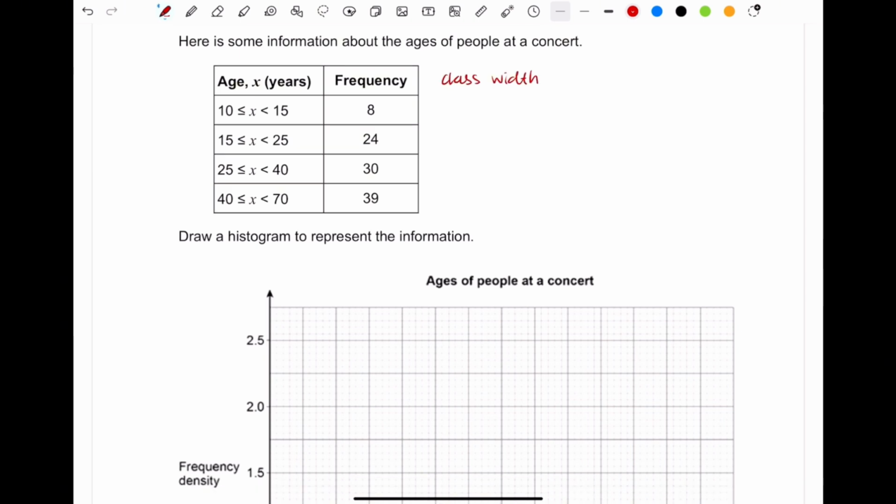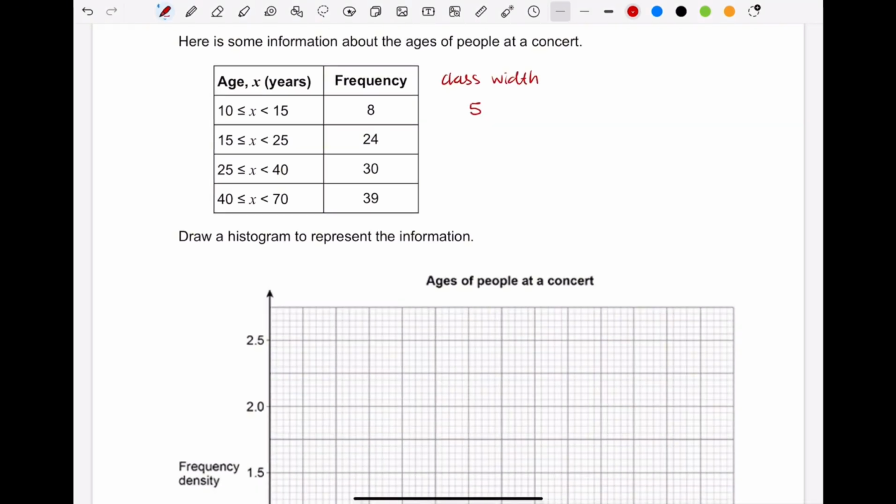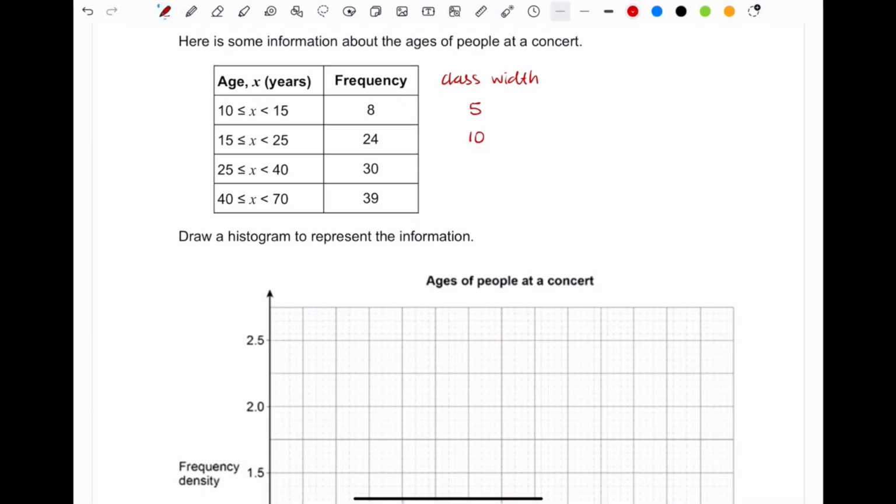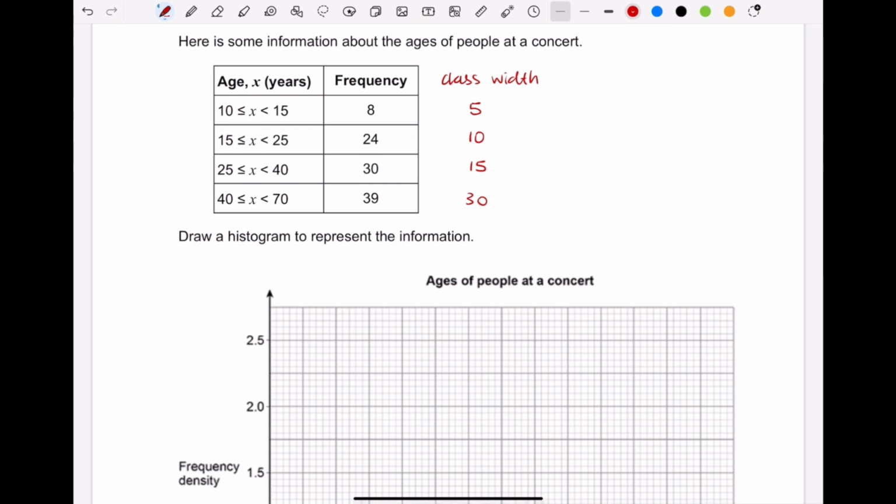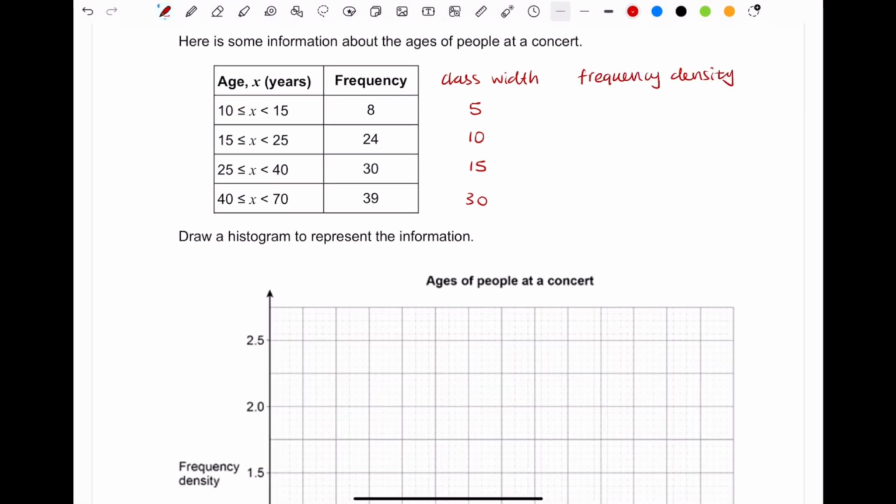So the class width for the first class is 5, 15 take away 10. The second one is 10. The third one is 15. And then the last one is 30. And on the y-axis, it's frequency density. In order to work out frequency density, we need to do frequency divided by class width.